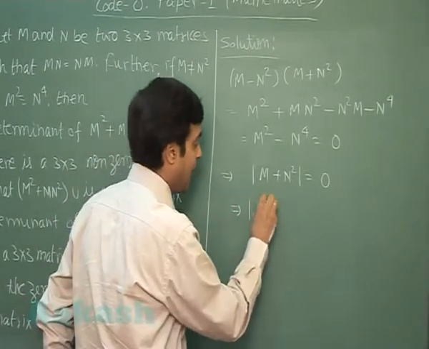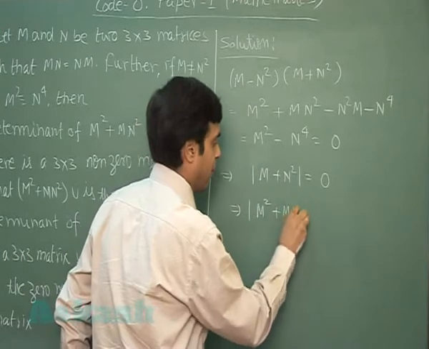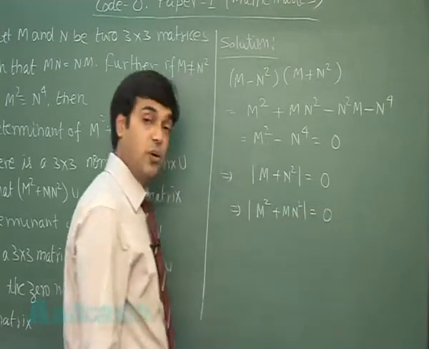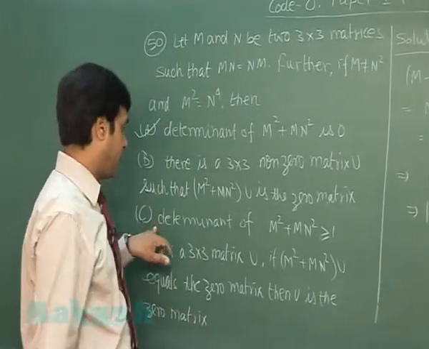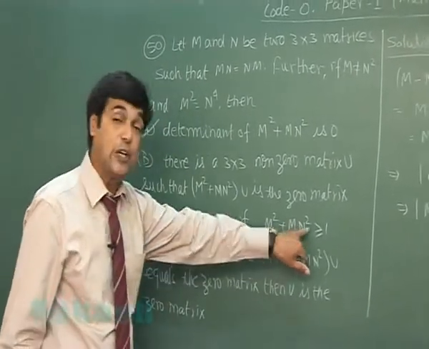If we multiply by M, this is also 0. Hence option 1 is correct. Option 3, that is C, is wrong.